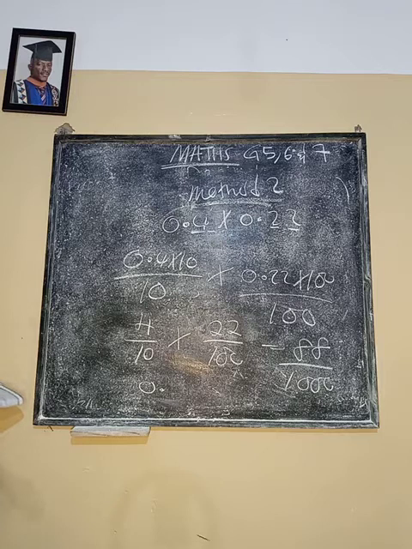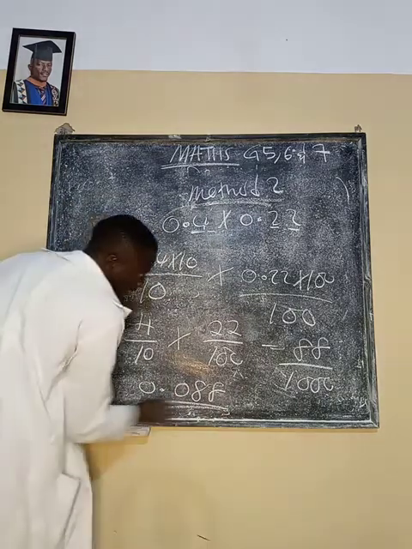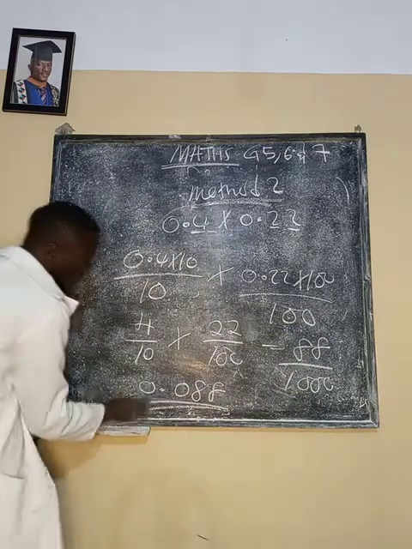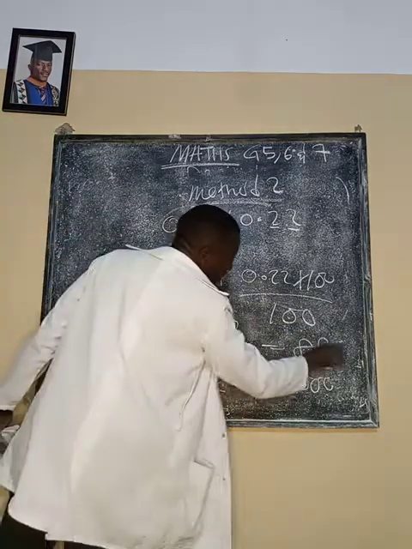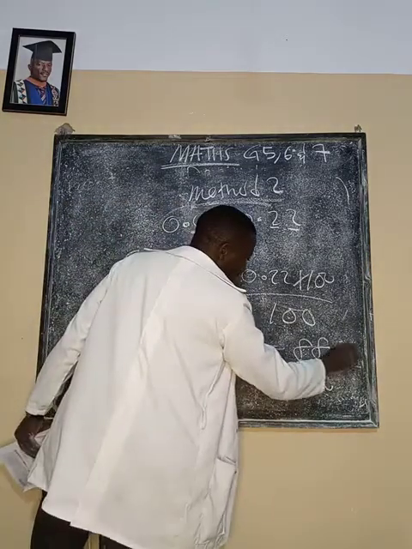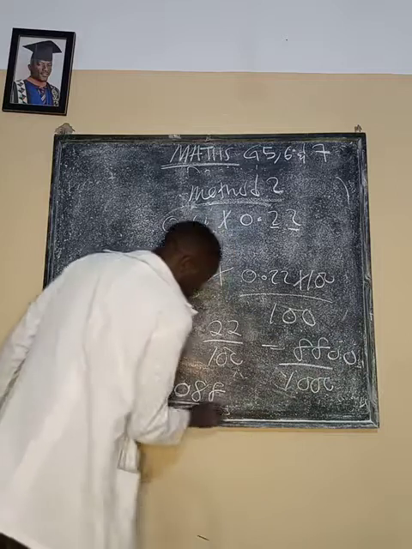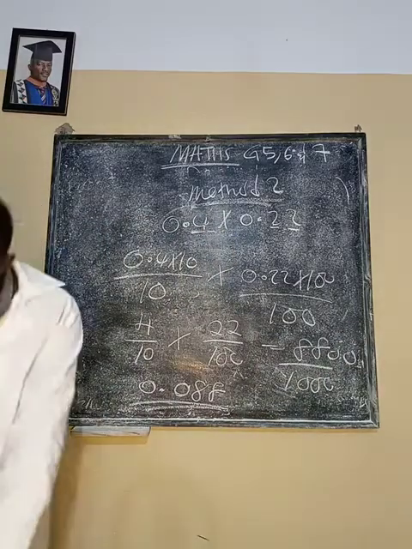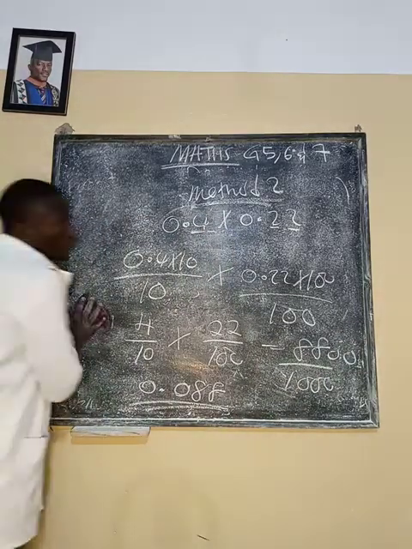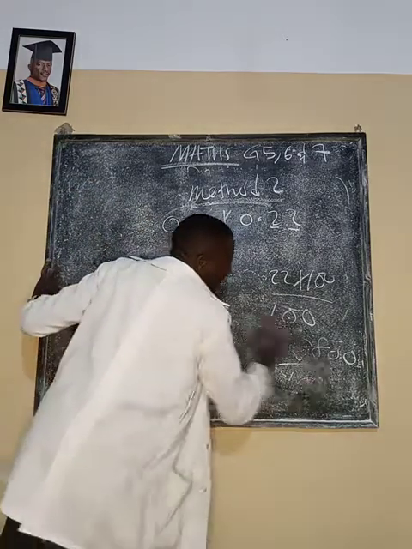We are going to arrive at 0.088. Okay? This into this, it can't. We write 0. We add 0. This into this, it can't. We write 0. We add 0. This into this to give us 8, and so on and so forth. Okay, so now that is method 2. Okay, keep repeating the video until you get it.